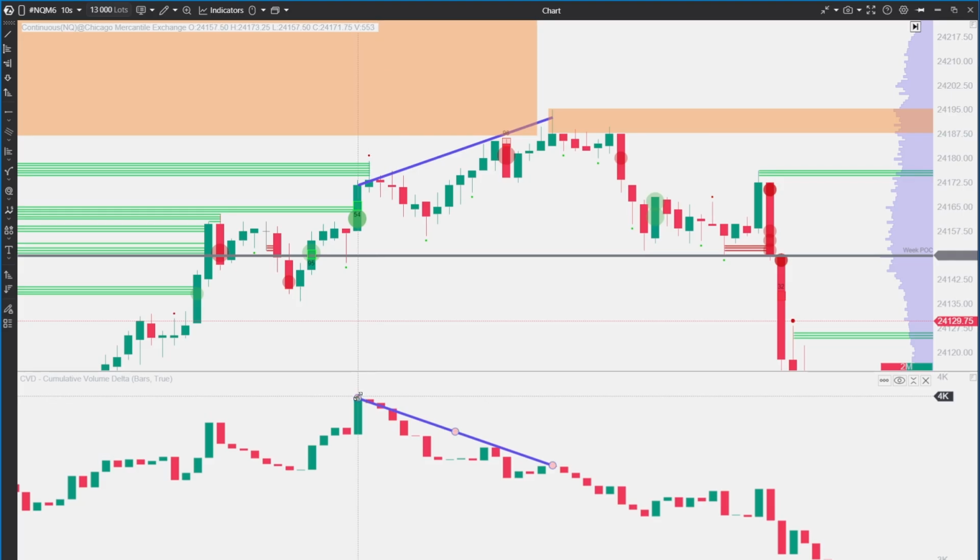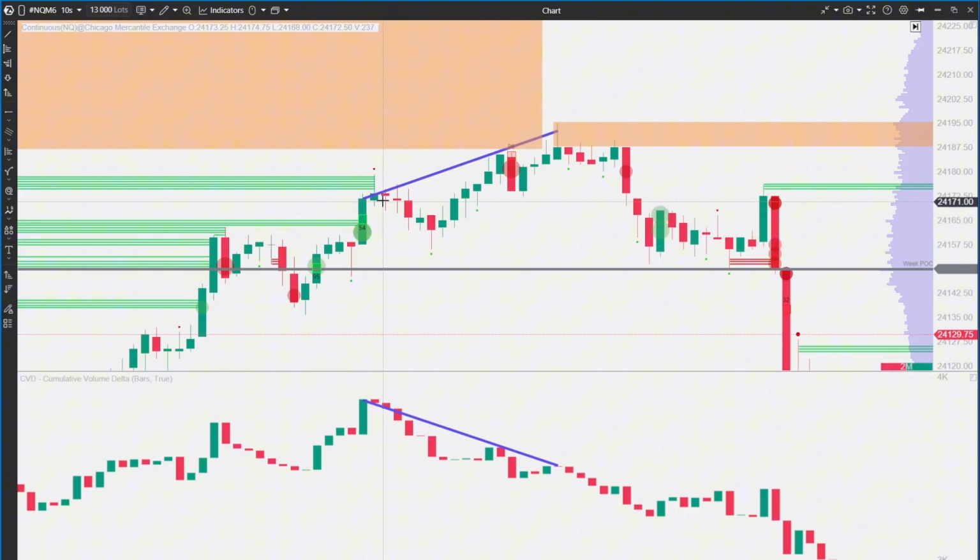And you always want to be on the lookout for these delta divergences because they truly are a predictor in many cases. So we get a really big order here. We have price hitting an absorption line resistance level. We have absorption here, goes down, absorption here, price goes up. A really big selling order here. And then we hit resistance.